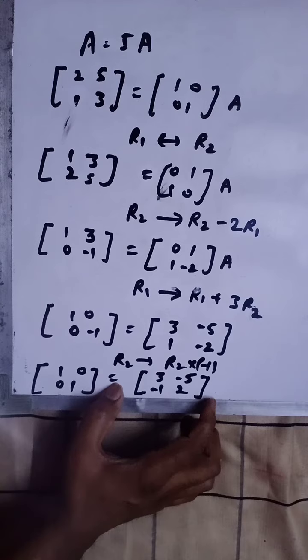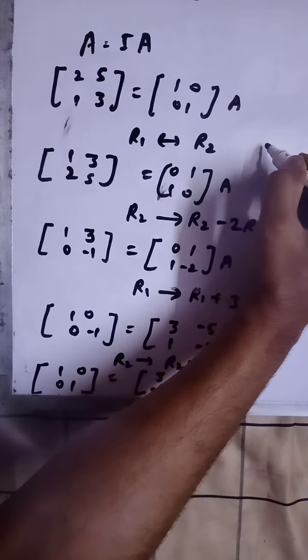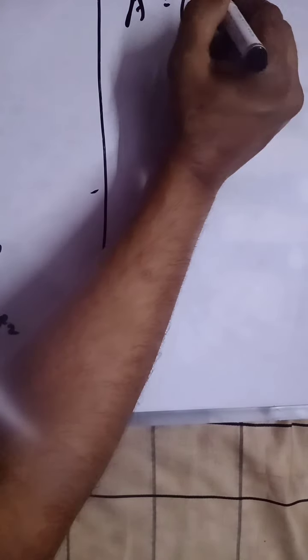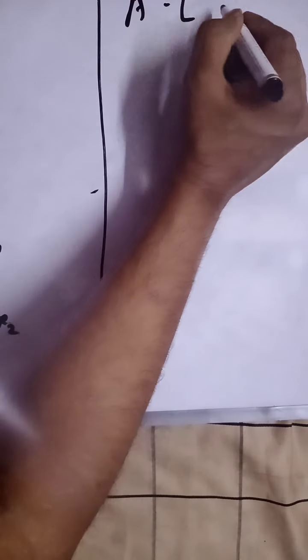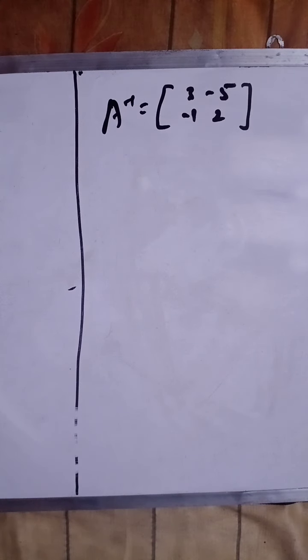So this is the inverse of the matrix. Your A inverse would be 3, minus 5, minus 1 and 2. This would be your A inverse.